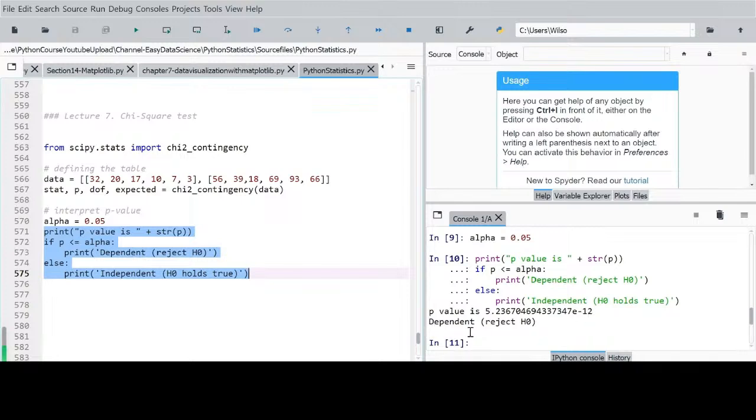So the result is dependent. These two variables are dependent because this table represents the contingency values between two variables. There are 2 rows and 6 columns, which means the first variable has two categorical values, and the second variable has 6 categorical values, right? So the result is these two variables are dependent, which means reject H0 because the p-value is much less than 0.05.